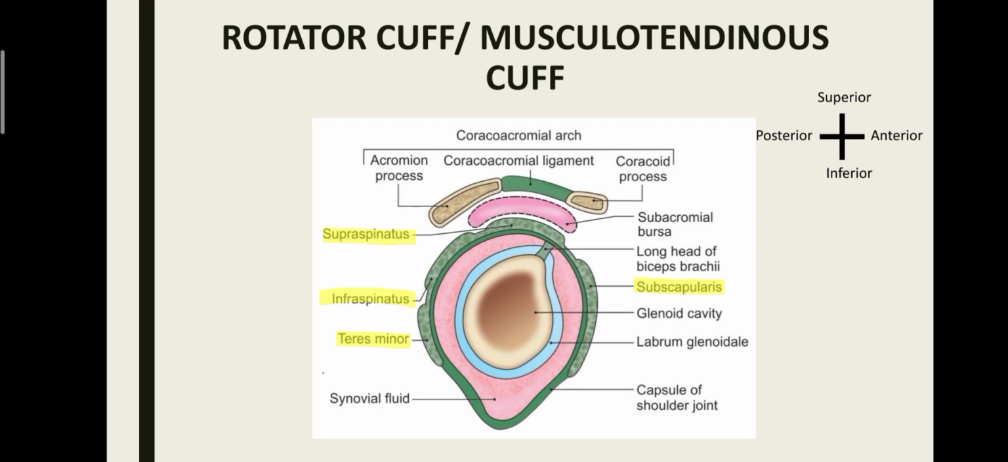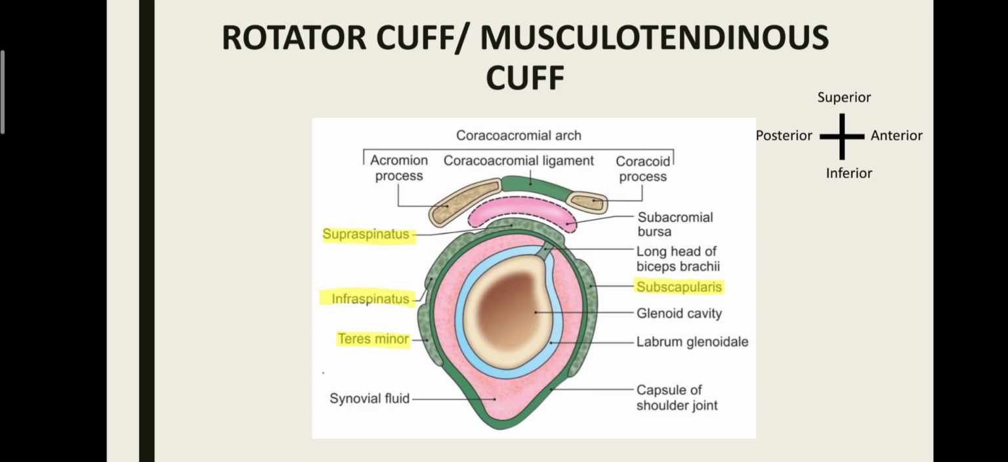Next, we'll have a look at the rotator cuff or the musculotendinous cuff. Okay, rotator cuff can be asked as a 5-mark question as well. And this diagram is important. You need to practice this also. You need to draw this in your exam. Okay. See, rotator cuff is actually formed by tendons of 4 muscles. Okay. These 4 muscles fuse with the fibrous capsule and they form the rotator cuff.